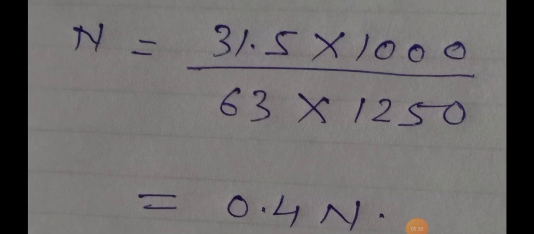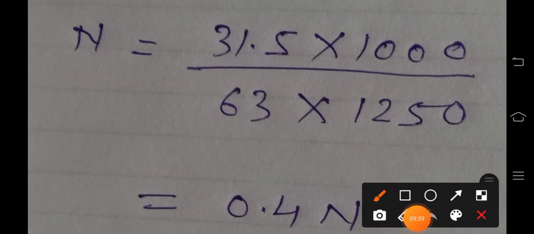Weight of solute, as given in the question, is 31.5 gram. Equivalent weight of solute, that is oxalic acid, is equal to 63. Volume of the solution is 1250 milliliter. Now we solve and we get the answer 0.4 N. Now the answer is 0.4 and it is the answer.